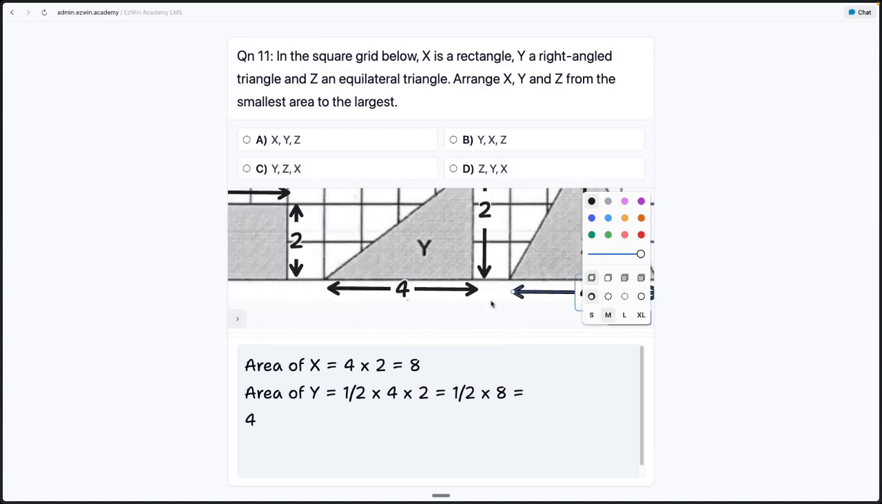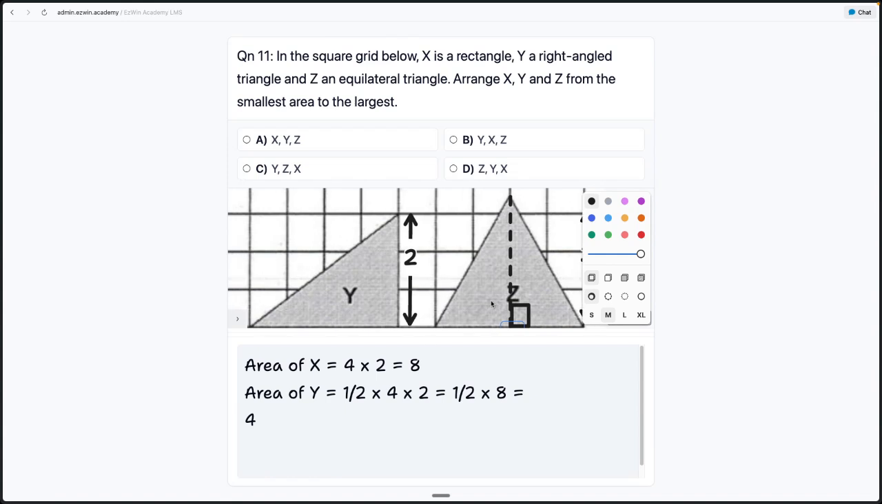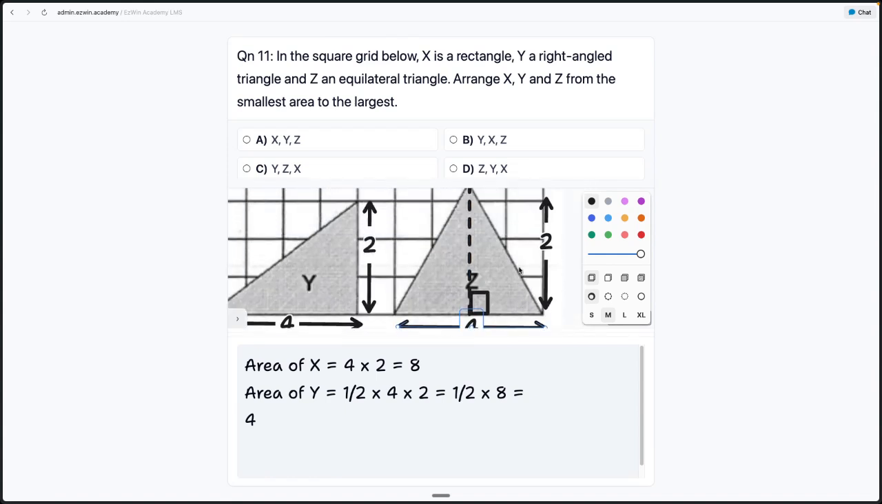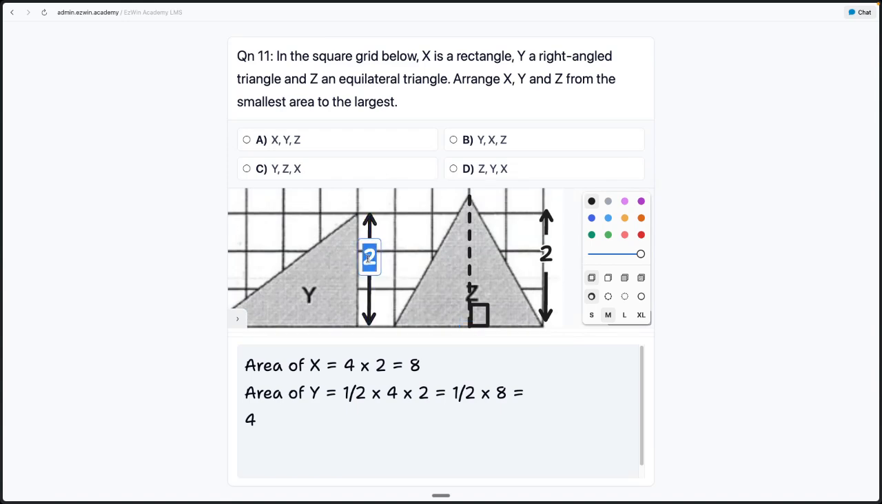That means it's actually literally the same as Y. Oops, okay, so the thing is, it's not 2 actually, it's 3. Okay, my bad on this. So 1, 2, 3 squares. So this is actually 3. So instead of half times 8, this is half times 12, which is 6 in this case.